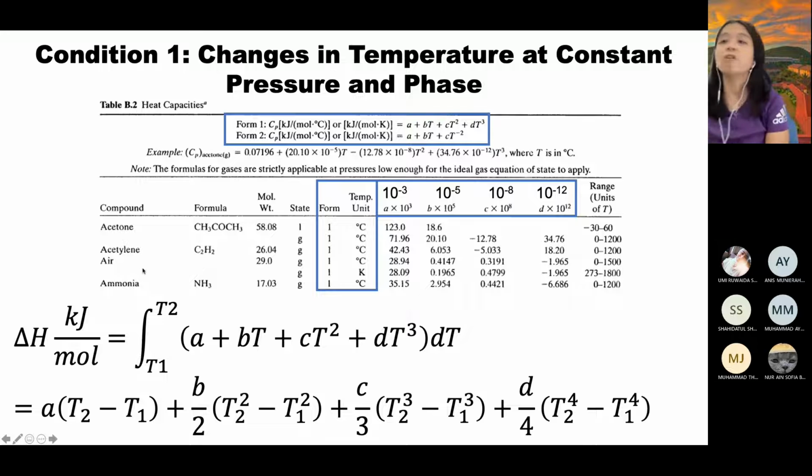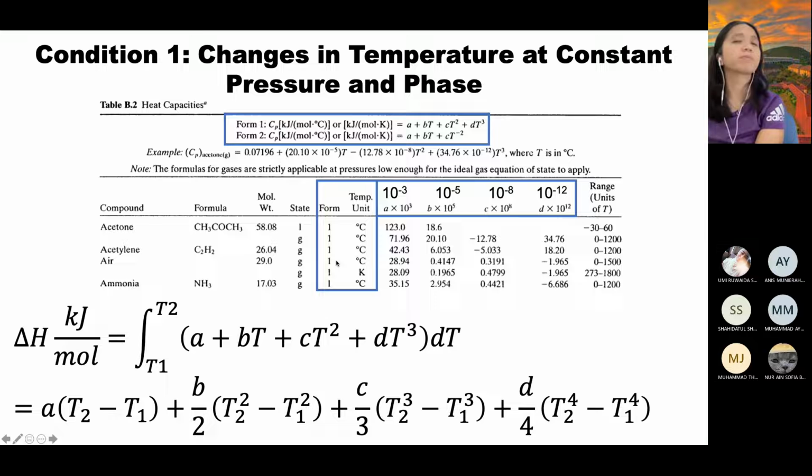So the formula is the integral from T1 to T2 of (A plus BT plus CT squared plus DT to the power of 3), dT. Kita integrate. Then you replace the A, B, C, D values from the table. For example, acetone. With acetone, kamu kena be very careful with the table sebab heat capacity depends on your phase. Are you calculating acetone liquid or acetone gas? Don't make a mistake. Ni pun akan mistake kalau kamu tak tengok fasa yang betul.